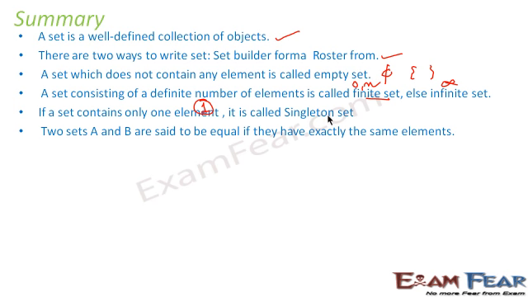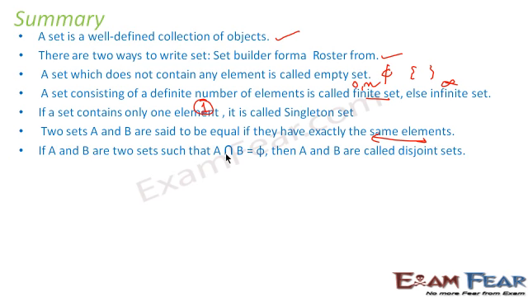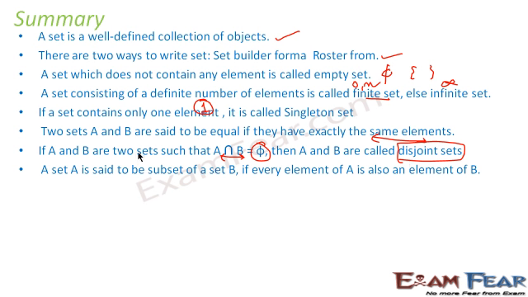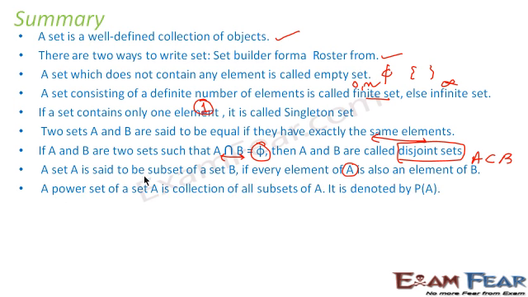2 sets are said to be equal if they have exactly the same elements, the same element count and the same number of elements. If A intersection B is empty, that means there is no common element between those 2 sets. They are called disjoint sets. If A is a subset of B, then every element that is part of A is also part of B. We represent this in this form. A is subset of B.